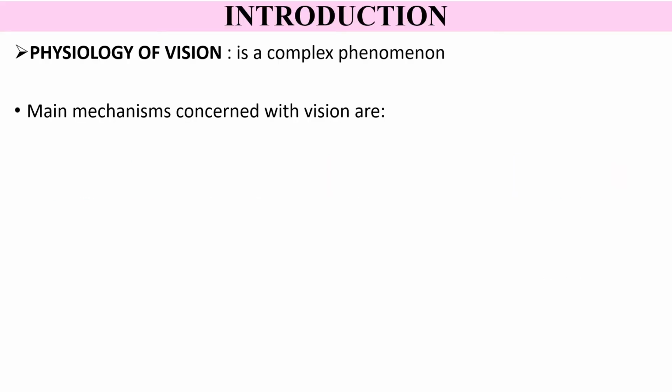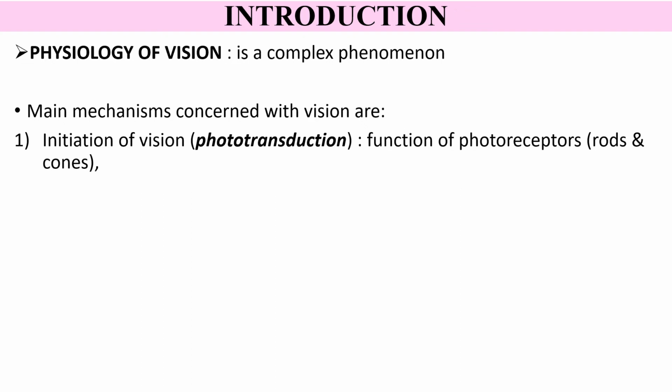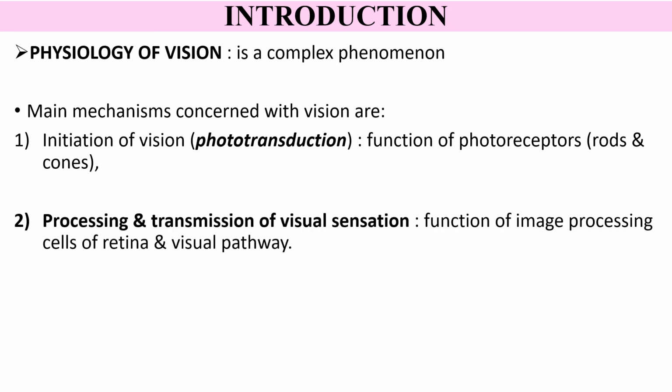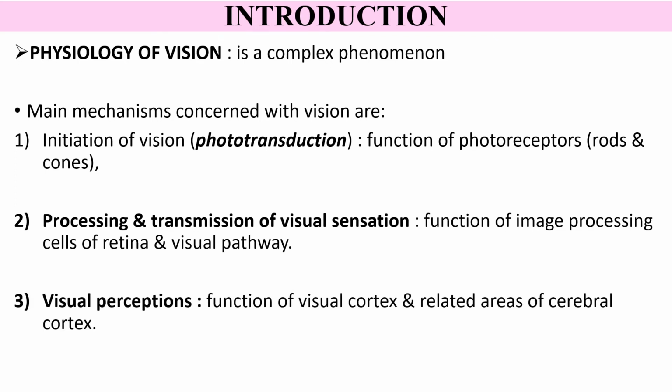The next topic is physiology of vision. You already know that physiology of vision is a complex phenomenon which is still poorly understood. The major mechanisms concerned with vision are initiation of vision, that is phototransduction, which is the function of photoreceptors, rods and cones. Processing and transmission of visual sensation, which is the function of the image processing cells of the retina, like bipolar cells, horizontal cells, etc., and cells of the visual pathway. And visual perception, which is a function of the visual cortex and related areas of the cerebral cortex.